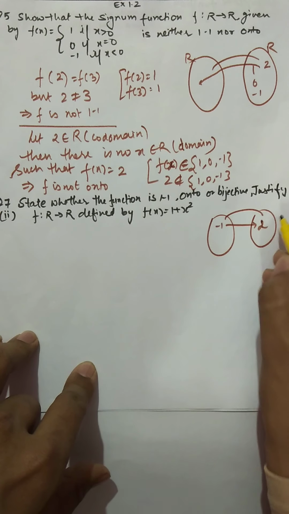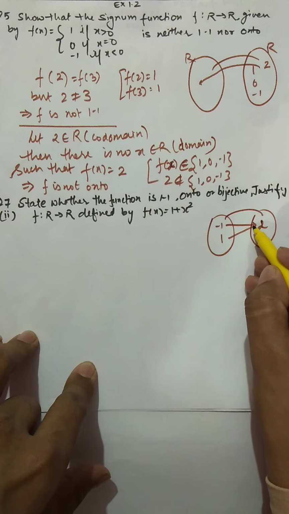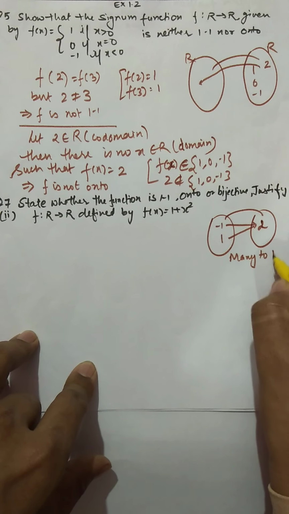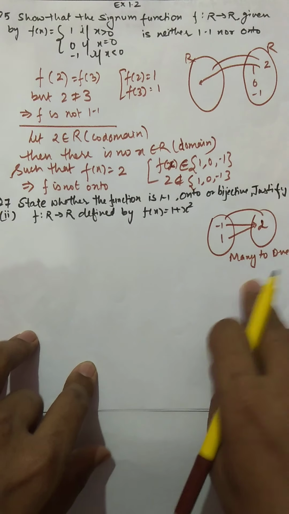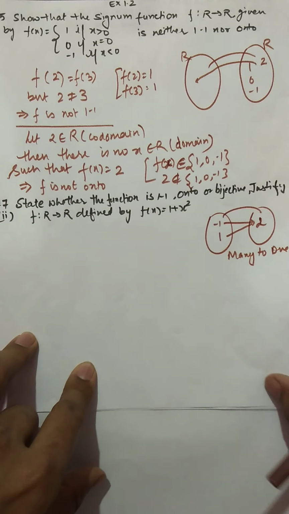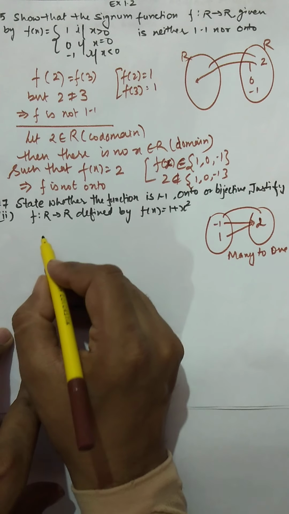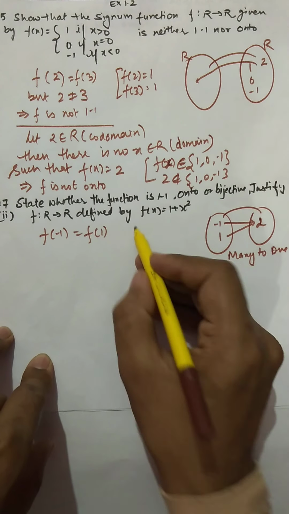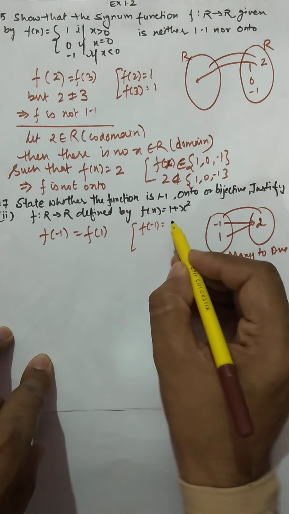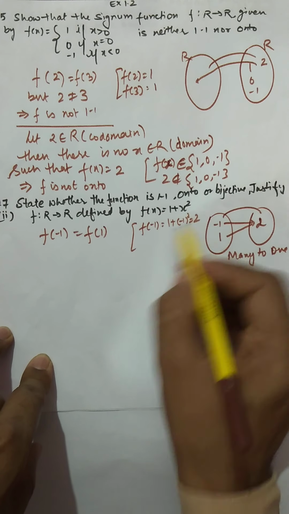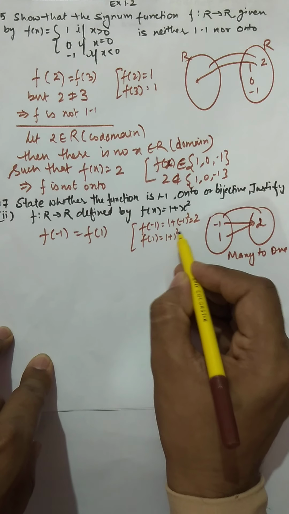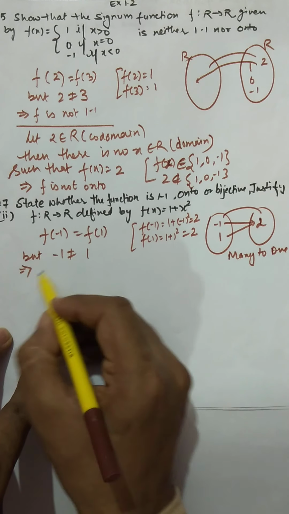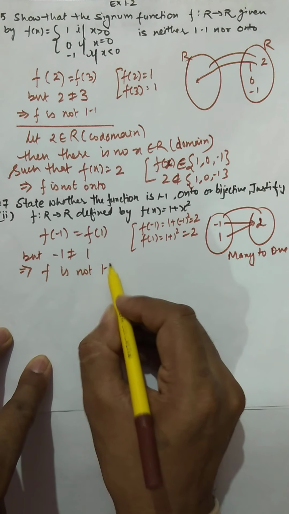be 1 plus 1, this is 2. If I take 1, this is going to be again 2. So you can see this is many to 1, and simply it is not going to be 1-1. But how to write this? We are just going to write that f(-1) and f(1) are both going to be the same. You can write the answer here that f(-1) is going to be 1 plus (-1) square, this is 2. f(1) is going to be 1 plus 1 square, this is also 2. But -1 is not equal to 1. It simply implies that f is not a 1-1 function.